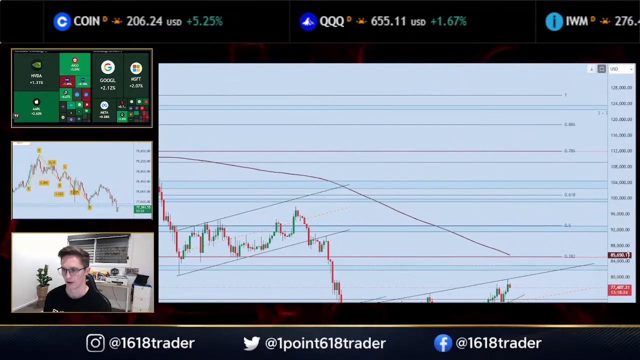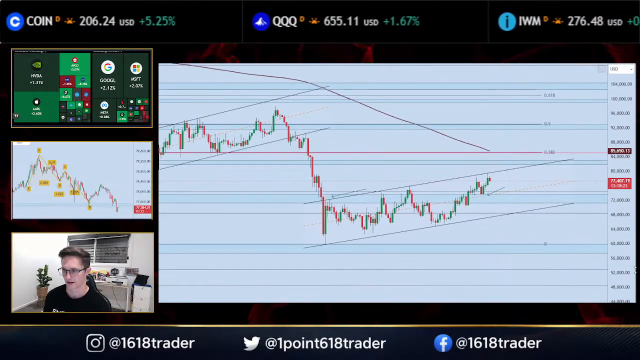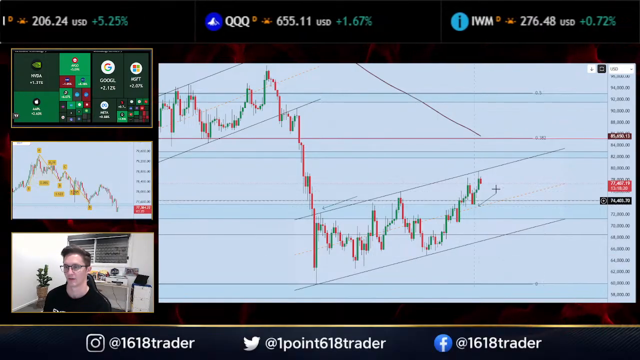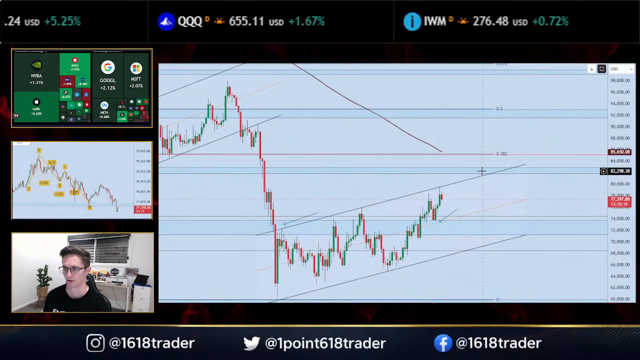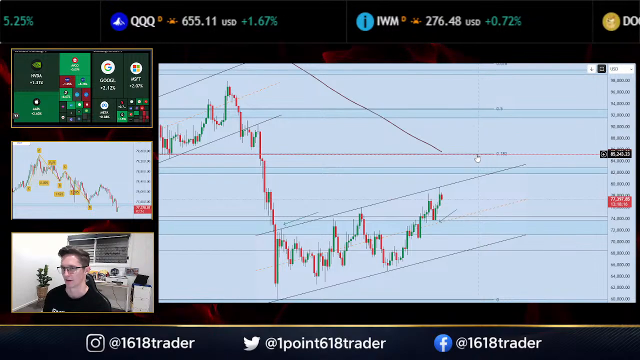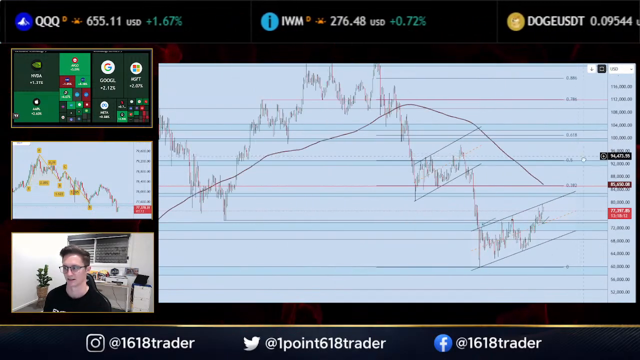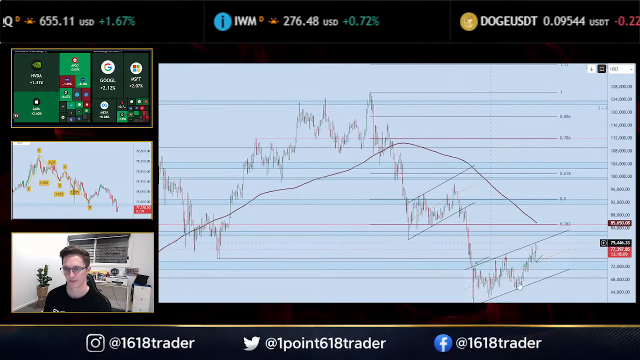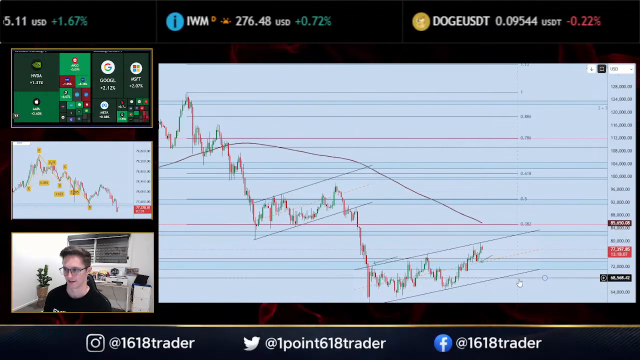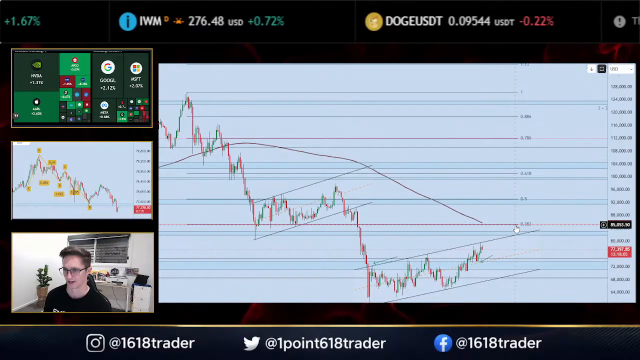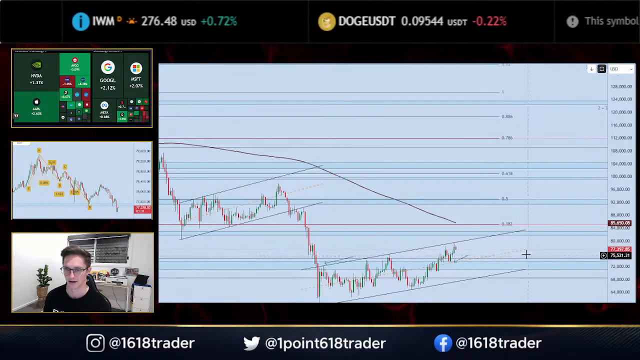So now that we're back above that level, there is a very real possibility that we could go really, I think, as high as that 382 retracement around 84, 85K. So we're retracing this downtrend, right, from all-time high down to here. And a 382 retracement would plot you at about 85K.